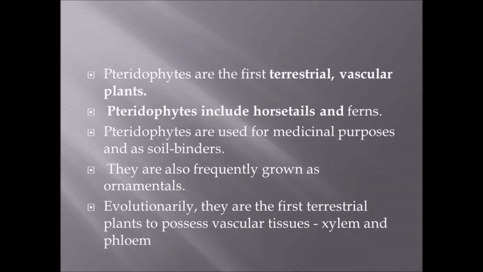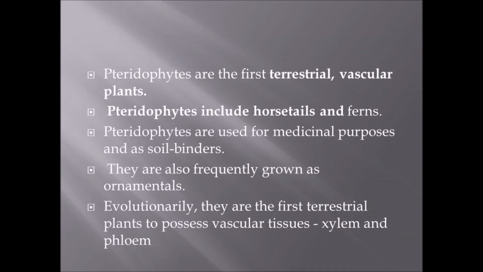Pteridophytes are the first terrestrial and vascular plants. The first terrestrial plants are bryophytes. But if you see pteridophytes, they are the first terrestrial plants to be vascular, that is, to have xylem and phloem. Next, pteridophytes include horsetails and ferns. So these are the two categories of the pteridophytes. They are horsetails and ferns.